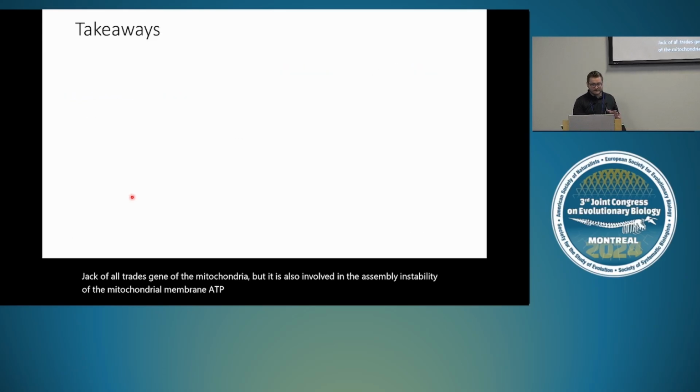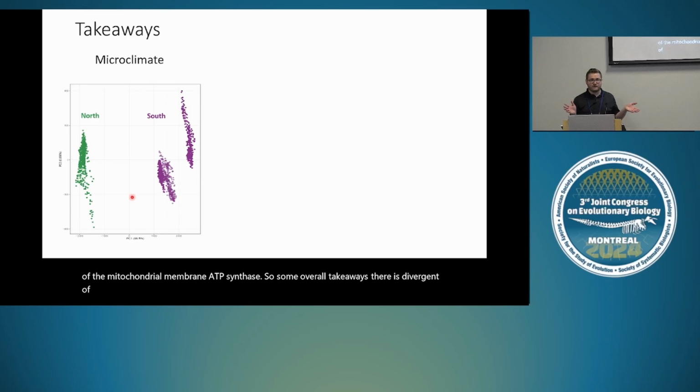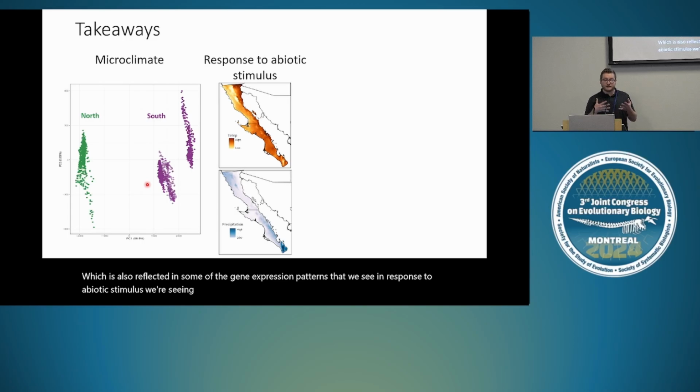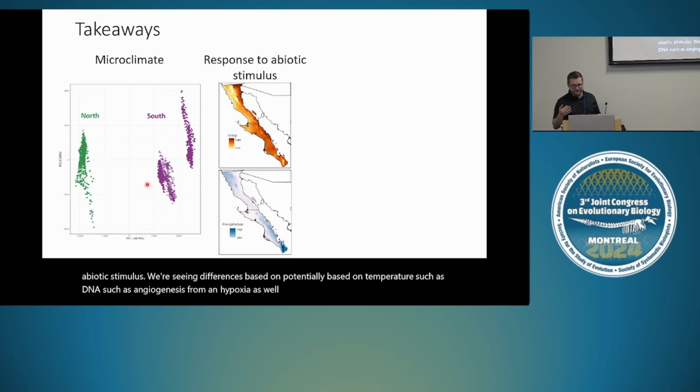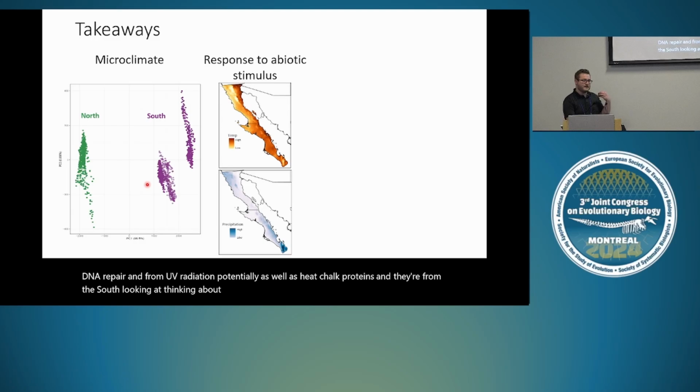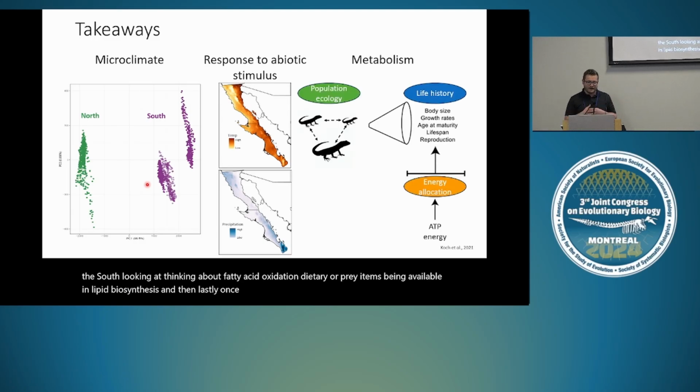So some overall takeaways. There is divergence in microclimate, not just between the north and the south of the Baja California Peninsula for this lizard, but also within the southern populations, which is also reflected in some of the gene expression patterns that we see. In response to abiotic stimulus, we're seeing differences potentially based on temperature, such as angiogenesis and hypoxia, as well as DNA repair, potentially from UV radiation, as well as heat shock proteins. And then from the south, fatty acid oxidation, dietary or prey items being available, and lipid biosynthesis. And then lastly, once again, tying together how metabolism might result in the population divergence that's seen in the mitochondrial data.